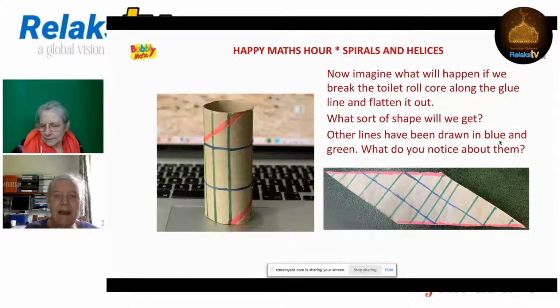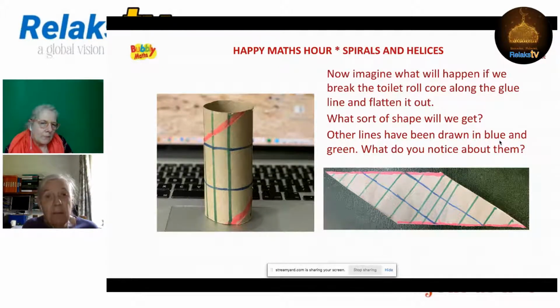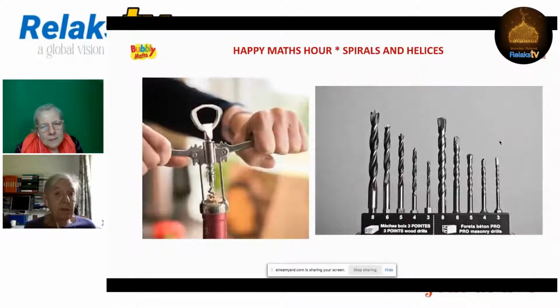Yes. Okay. And when we flattened it out, the angles were preserved. Notice the right angles between the blue and the green lines. They're still right angles. Yeah, they're identical. So there's a lot of maths in there. We haven't got much maths in the rest of the talk because there are so many nice pictures.